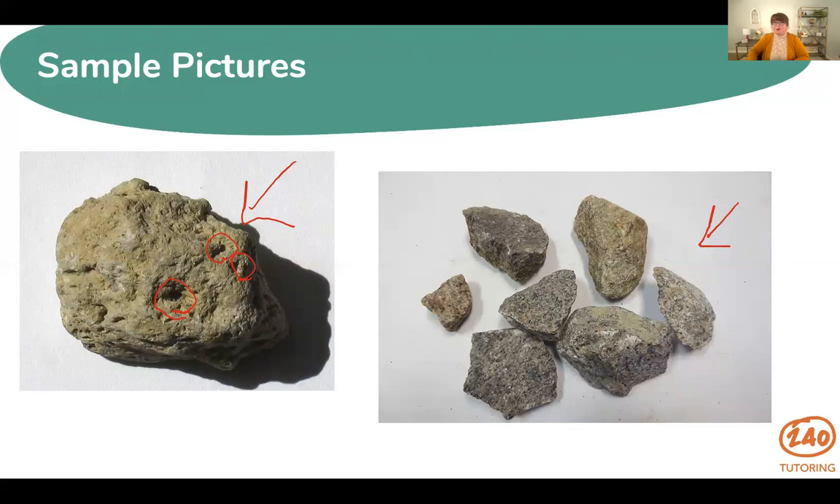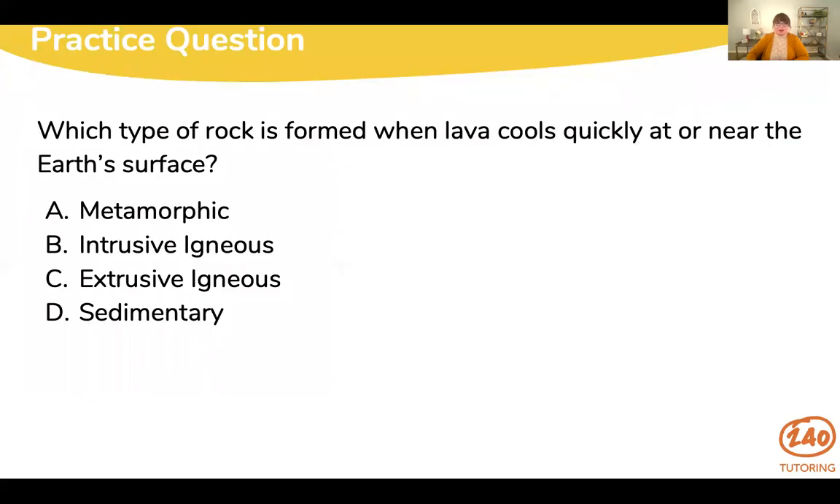Now let's do some practice questions. Which type of rock is formed when lava cools quickly at or near the Earth's surface? Now, if you watched part 3, you should be able to quickly rule out metamorphic because we know that happens deep beneath the Earth's surface. So it said at or near, and it's lava cooling. We also know that metamorphic rocks occur through heat and pressure.